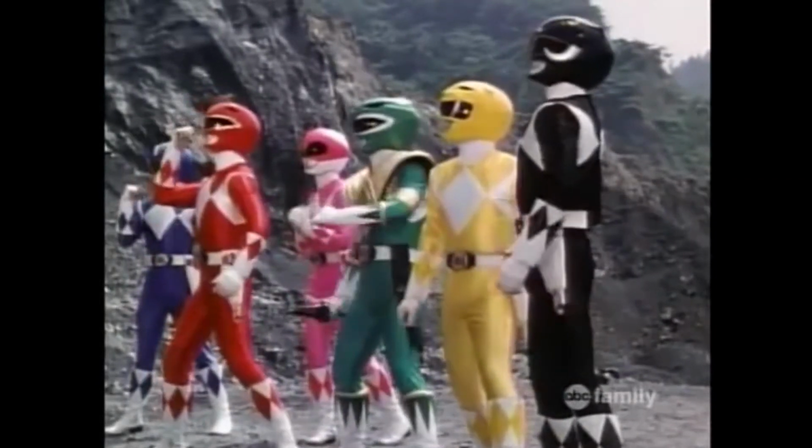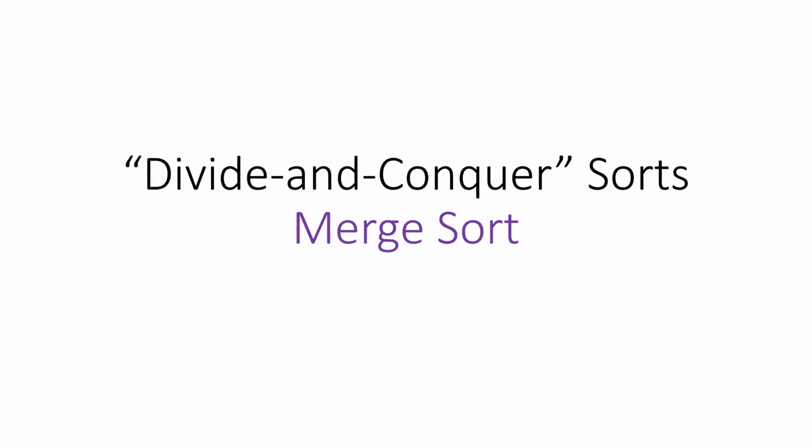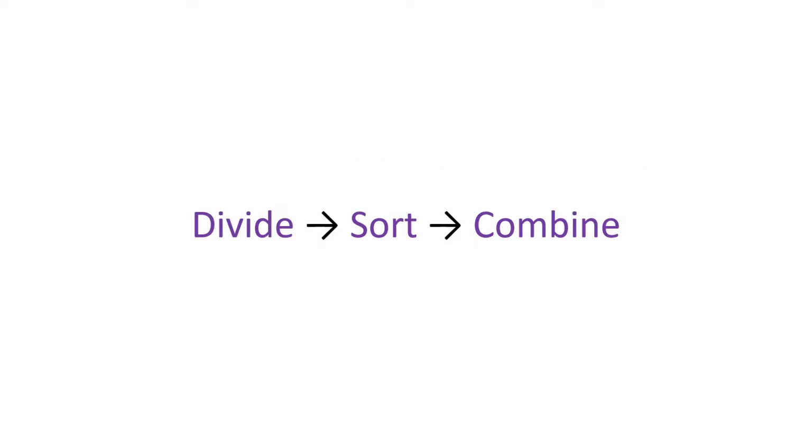Hi everyone, in this CSE 373 review video, we're going to be talking about Mergesort, which is a sorting algorithm that uses a divide and conquer strategy. All sorting algorithms that use this strategy have 3 main steps. First, their input is divided into multiple pieces, then each piece is sorted recursively, and then each piece is combined to get a fully sorted final product.